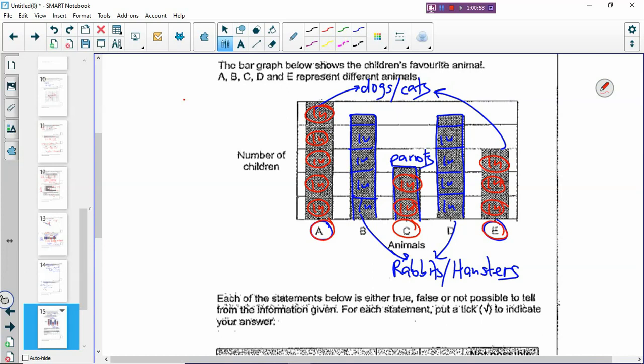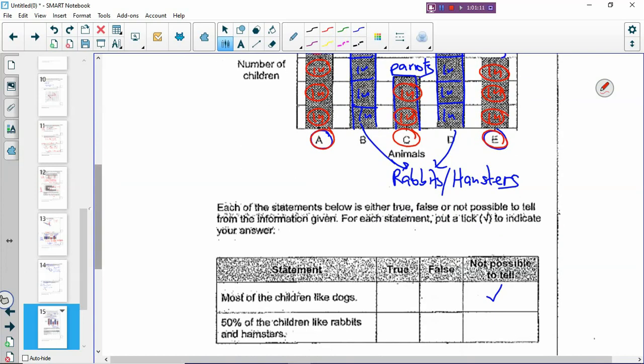Because when you see the word 50%, it tells you the equal number. I have 50%, you also got 50%, so must be equal number. But in this bar graph, you don't see equal number of units. So the answer is false, right? So actually, what should be the correct statements? Less than 50% of the children like rabbits and hamsters, and not 50%. So the answer is false.